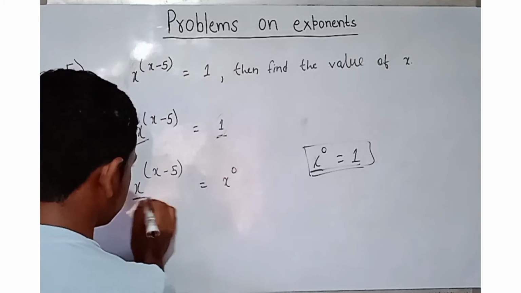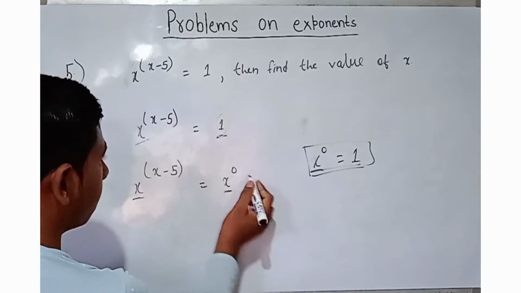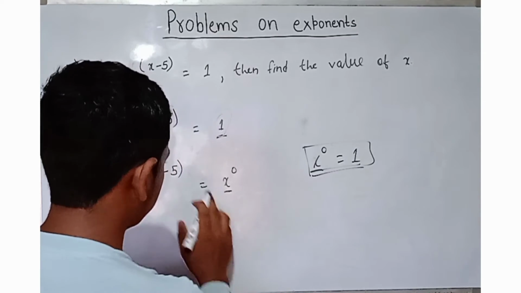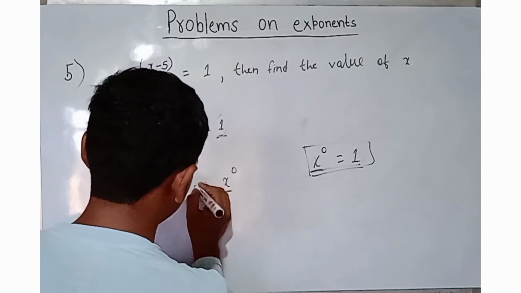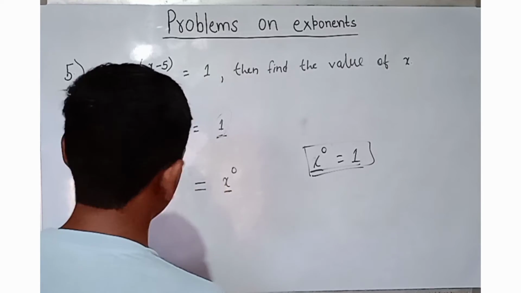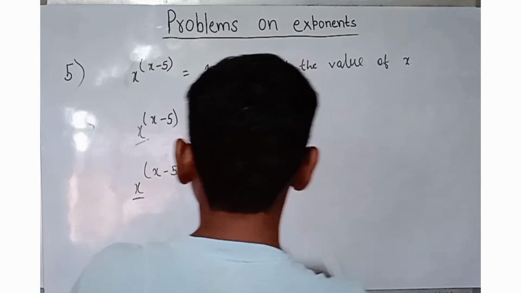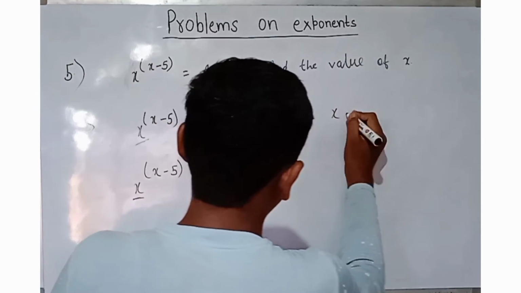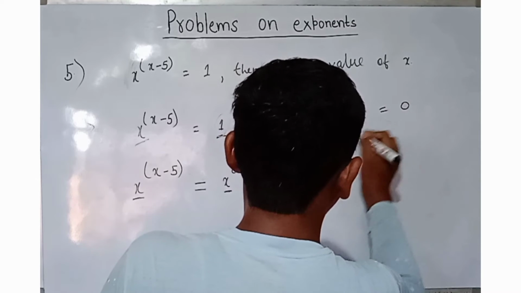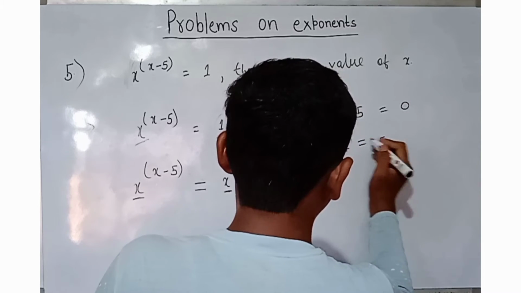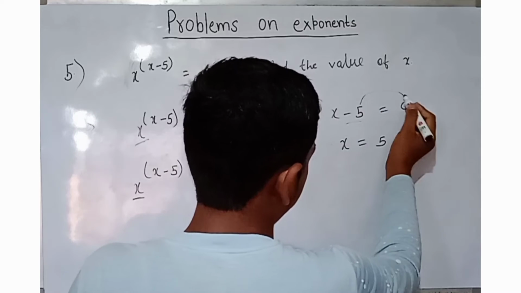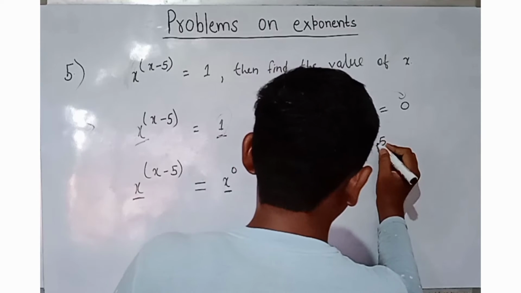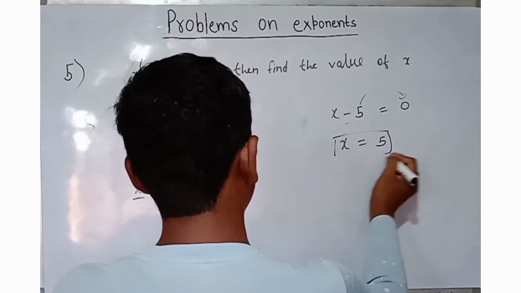So when the bases are same, then the powers will be equal, as there is an equality sign. So it will be x minus 5 is equal to 0. So x will be 5. It is negative, so when we send it to the RHS, the sign will change. Then it will be plus 5, means x is equal to 5.